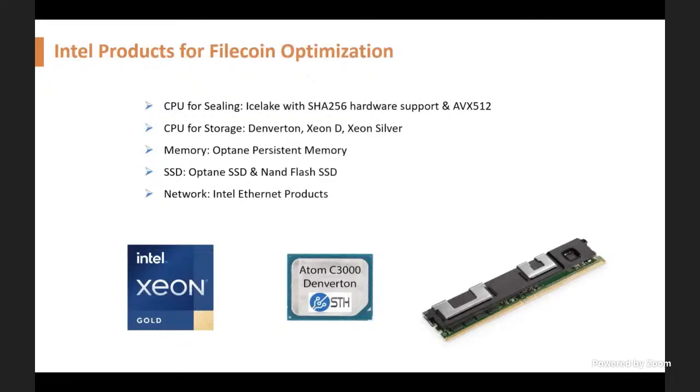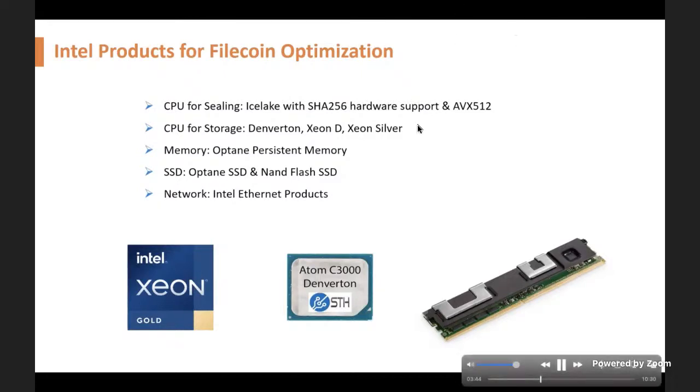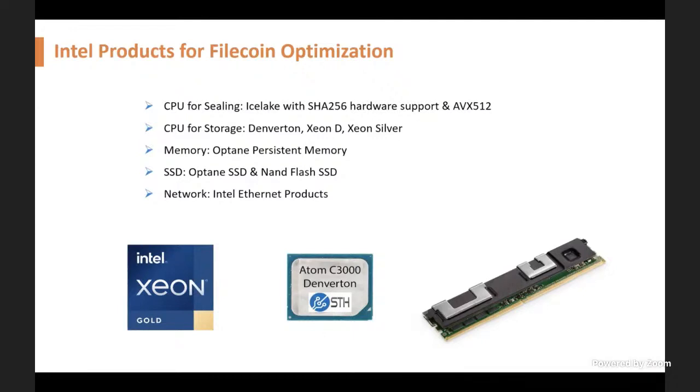Intel is a great company with many excellent products, and we have many choices for Filecoin optimization-based Intel hardware. In order to improve the sealing performance, we can use the latest Ice Lake CPU with SHA-256 hardware support and AVX-512 instruction sets.